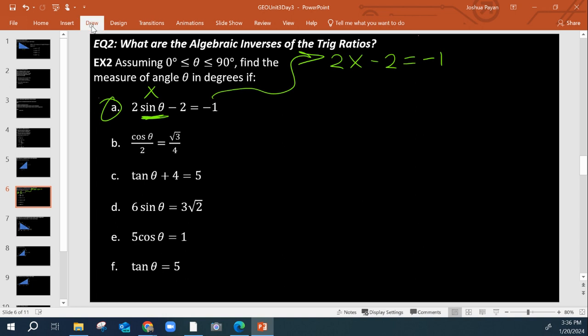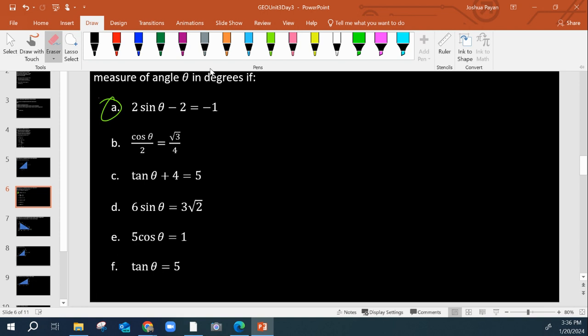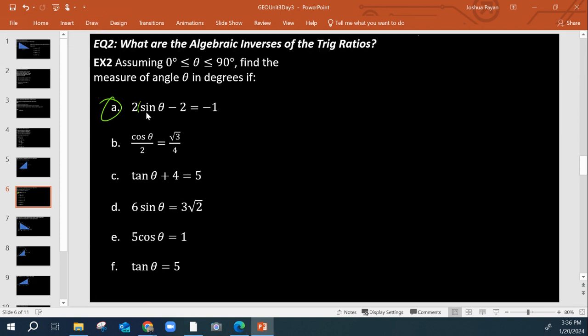So what we're really working to do here in the beginning is to get the trig function by itself first. And that trig function in this case is sine of theta, right? So we're working to get that by itself the same way we would if it was 2x minus 2 equals negative 1. So what we would do first is, like I always tell you, work from the outside in, right? So we're going to want to get rid of that minus 2 first by doing its inverse of plus 2, right? So I'm going to have 2x minus 2 plus 2 equals negative 1.